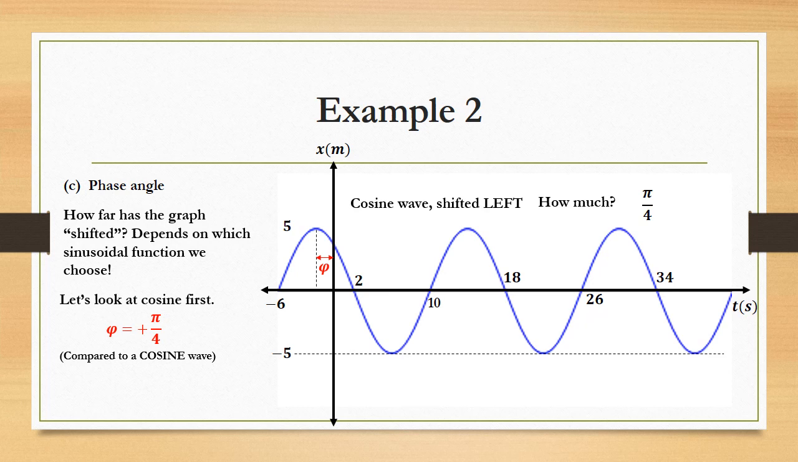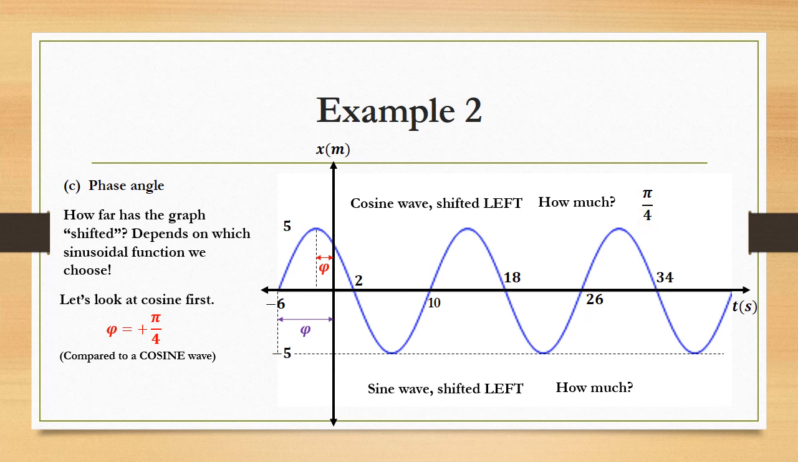Okay, what about compared to a sine wave? Well, a sine wave starts here, or at position 0 with a positive velocity. And so the shift is this distance. Okay, so this would be a sine wave shifted left also. How much has it shifted left? You could go through and figure it out using the same kind of steps. Or, here's the really easy way to do it. We know the answer for the cosine wave, right? We just showed that, pi over 4.